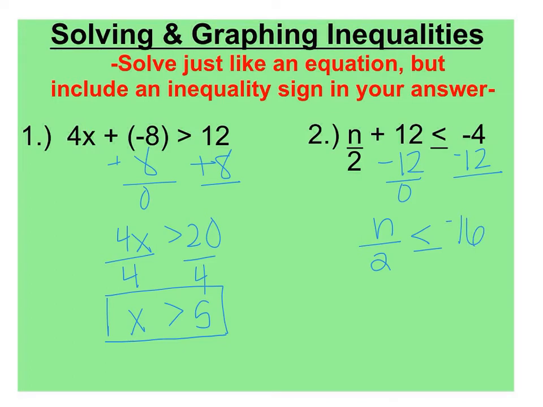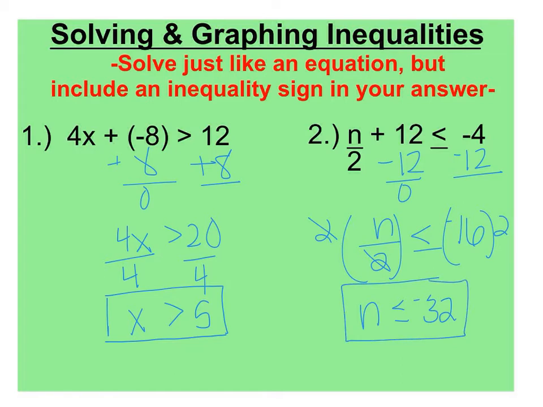Now, how do we get n by itself? Well, we have to think, what's the opposite of dividing by 2? It's multiplying by 2. So let's multiply by 2 on both sides. Our 2's on the left cancel one another out, leaving us with n is less than or equal to negative 32. That means that n could be any number as long as it is less than negative 32, or in this case, n could be exactly negative 32.